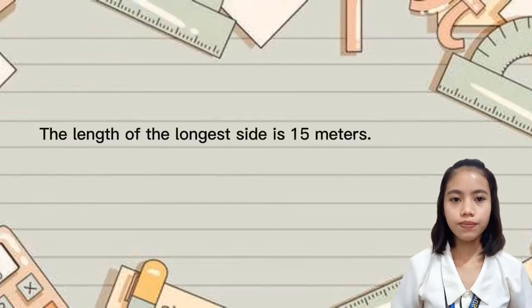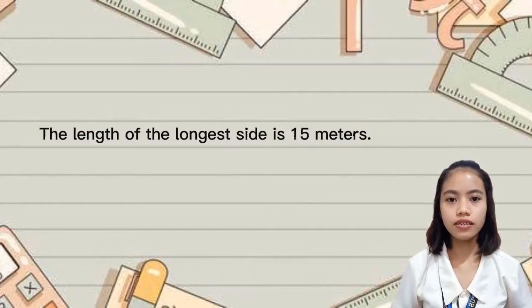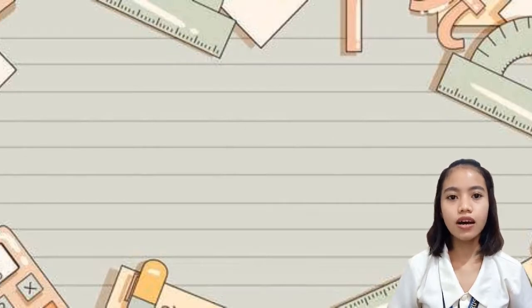Now for the last step, the solution. The answer for the question, find the length of the longest side, is 15 meters. Now that's how to use the Q-tips strategy to solve word problems.